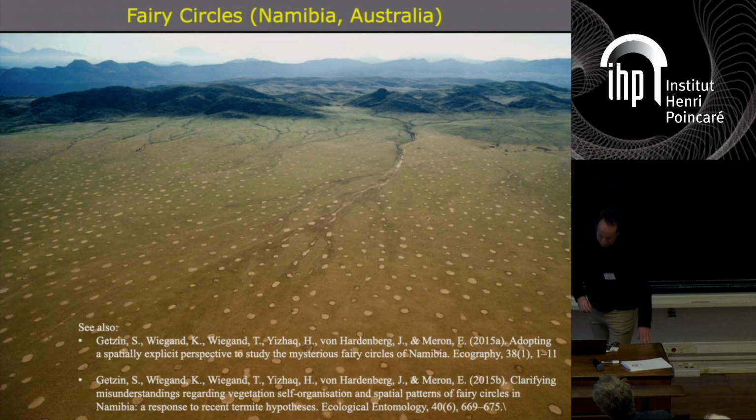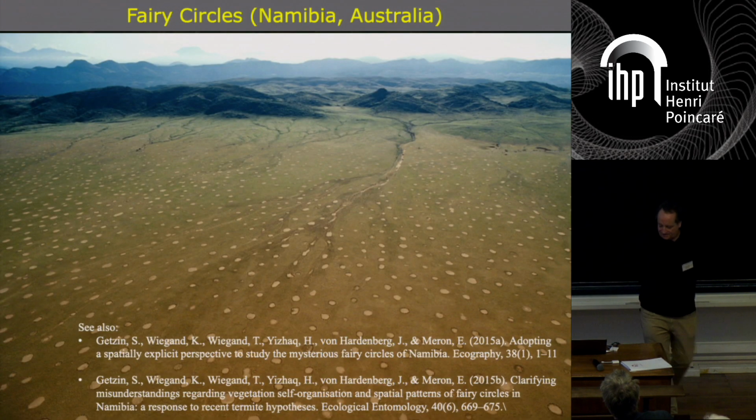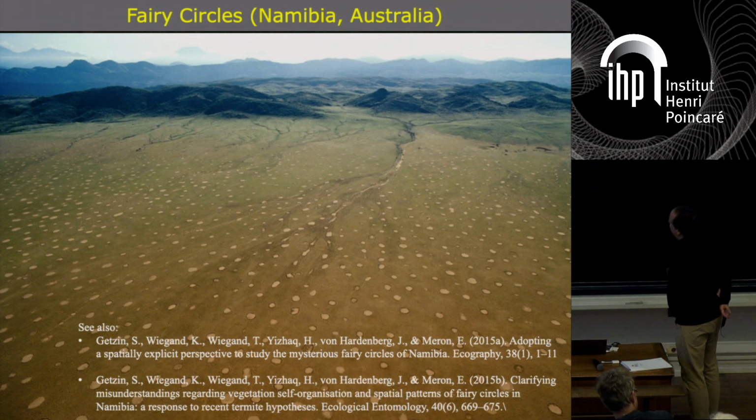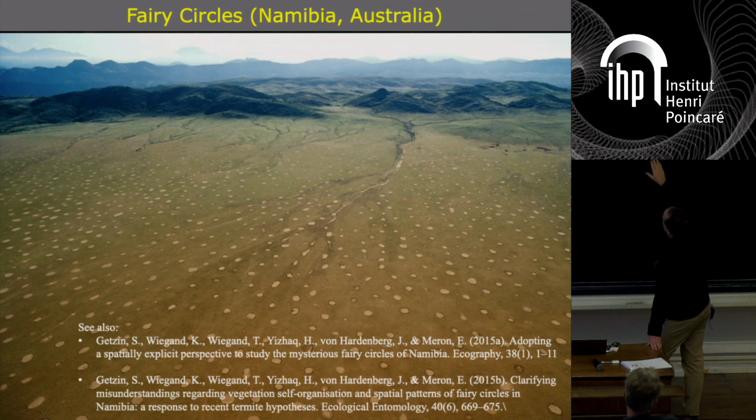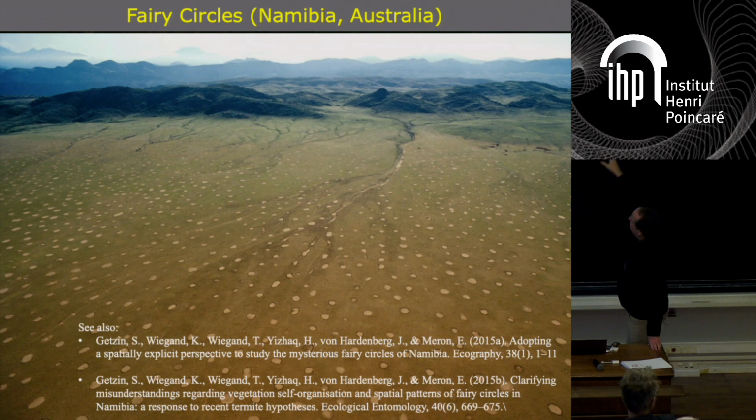I have another example to show you, which is this one. These are so-called fairy circles. Fairy circles are observed in Namibia, but they're also observed in Australia. Fairy circles are interesting because they basically consist of low vegetation, basically grassland, punctuated by completely bare areas. And that's a good example of the gaps pattern which you saw before.